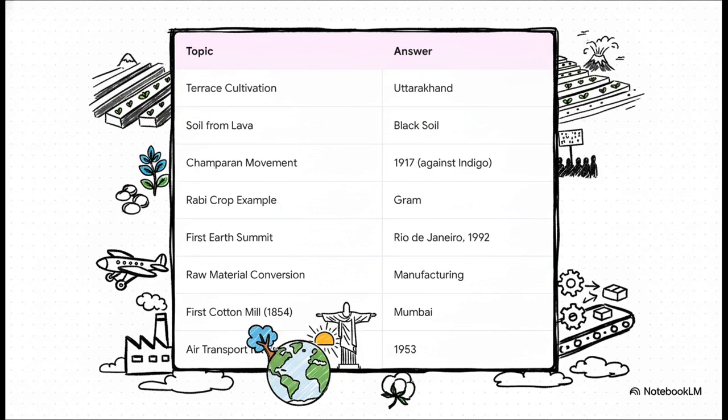Thinking about resources, that rich soil that comes from lava flows, that's black soil. On the world stage, the very first Earth Summit was held in Rio de Janeiro in 1992. And finally, a key economic term you'll see again, manufacturing is just the process of taking raw materials and turning them into something more valuable.